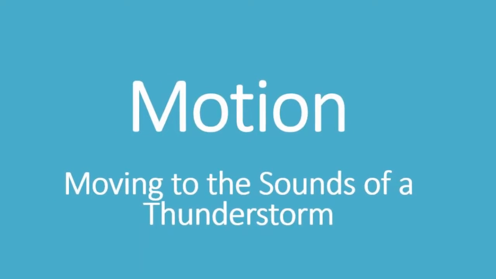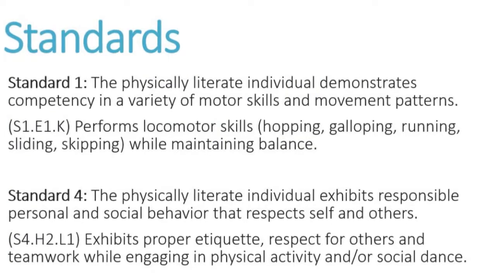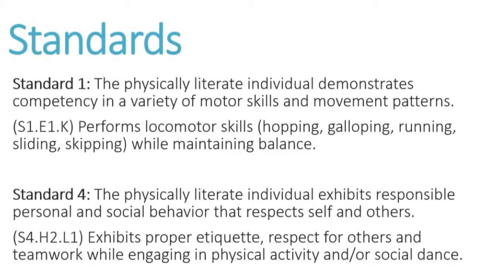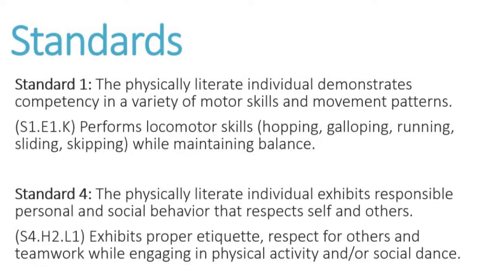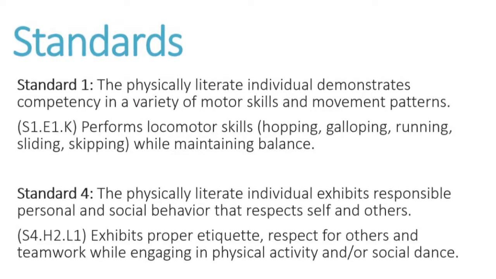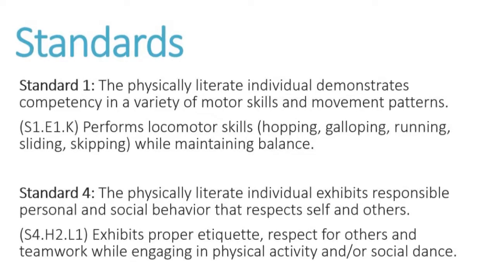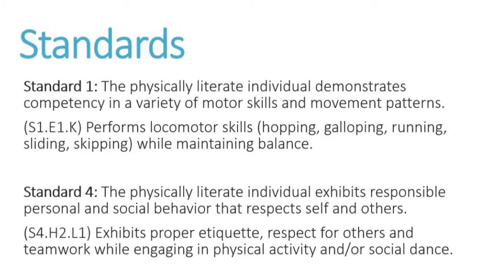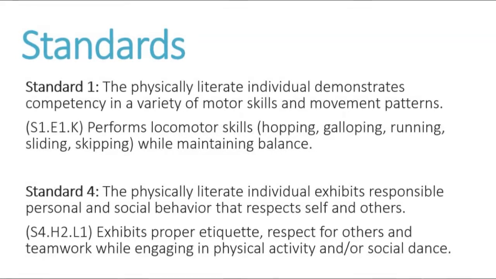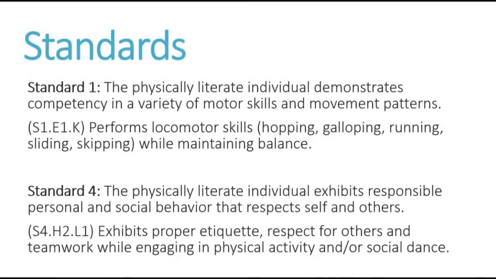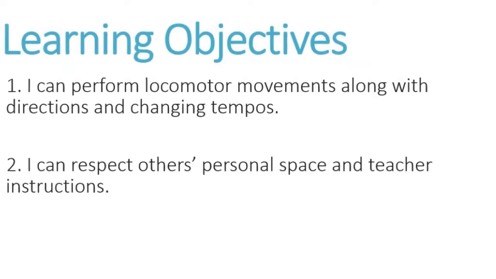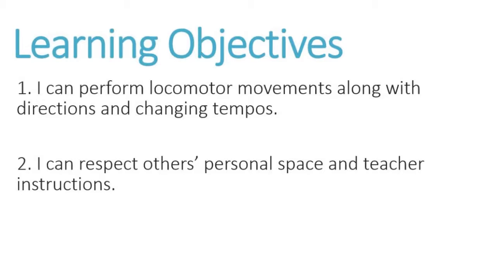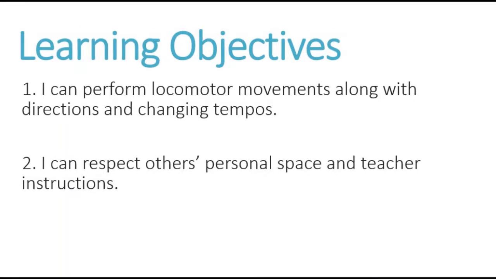Standard 1. The physically literate individual demonstrates competency in a variety of motor skills and movement patterns, performs locomotor skills while maintaining balance. Standard 4. The physically literate individual exhibits responsible personal and social behavior that respects self and others, exhibits proper etiquette, respect for others, and teamwork while engaging in physical activity and/or social dance. I can perform locomotor movements along with directions and changing tempos. I can respect others' personal space and teacher instructions.